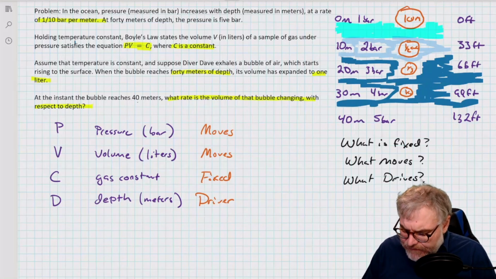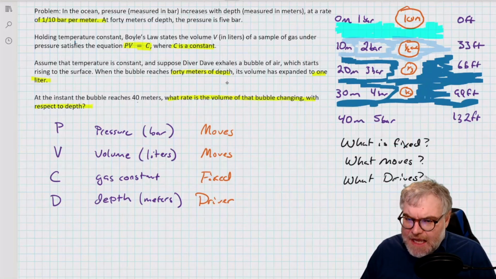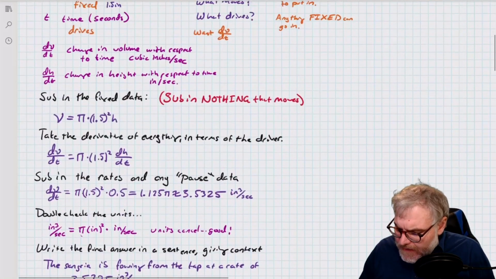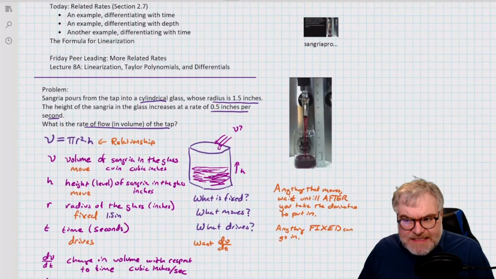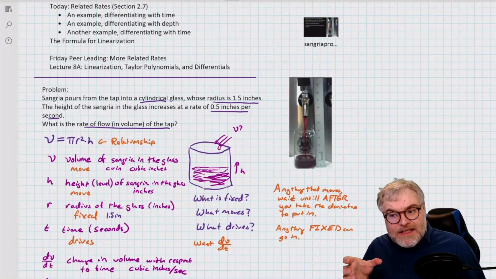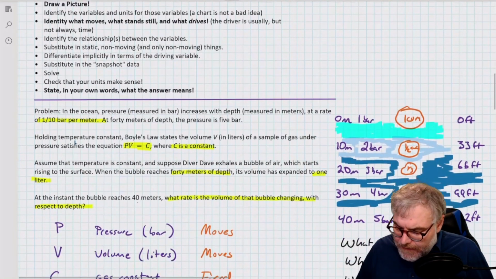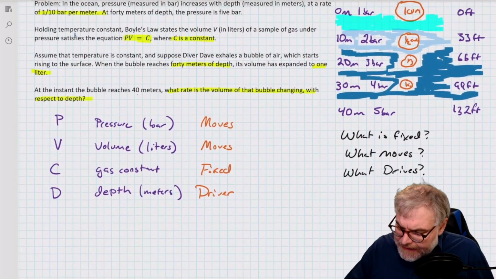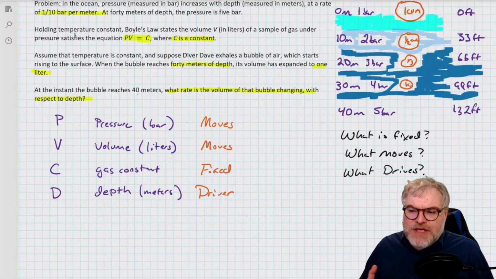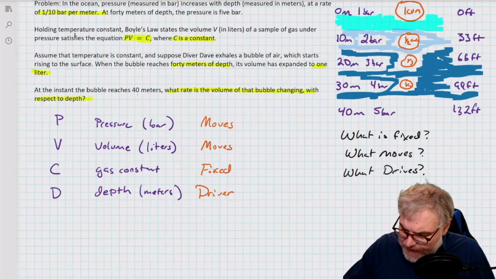Notice I actually have data, right? I've got 40 meters of depth and I've got 1 liter, but that's not fixed. Remember, before, the radius of the glass was fixed. It didn't change during the problem. I hit play on that little video and the radius of the glass wasn't changing. But here, as the problem moves, as the depth changes, all of these things are going to change. That's snapshot data. That's pause data. I'm going to write that right over here, and I'm just going to say pause data.